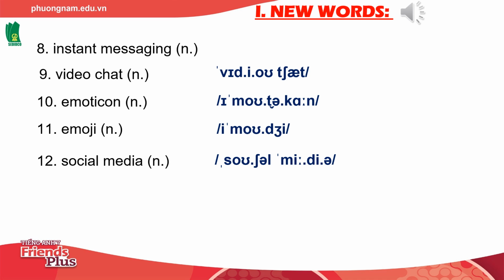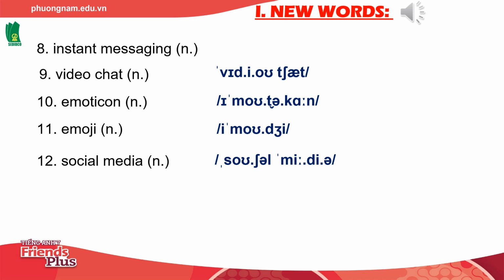10. Emoticon, noun. An emoticon is a series of keyboard symbols used to represent a facial expression or emotion. For example, a smiley face is a smiling face, and a sad face is a sad face. They are used in text messages or emails to show how you're feeling. Everyone together. Emoticon.